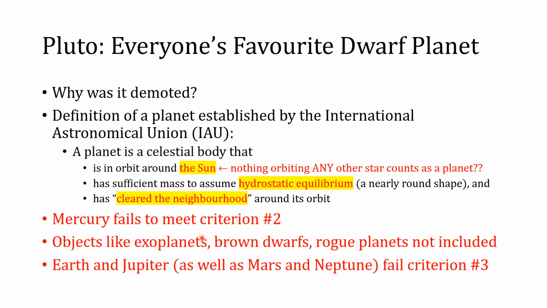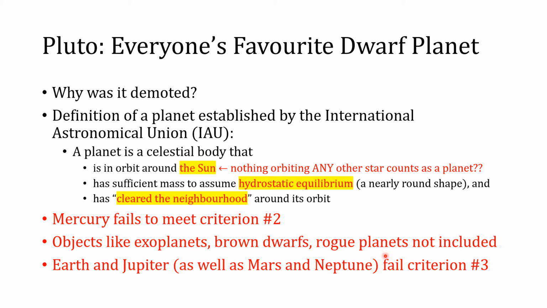And other objects in space. Exoplanets, which are planets that orbit other stars, aren't included, right? Because a planet has to be in orbit around the sun, apparently. So exoplanets don't count. Rogue planets, which are planets that maybe used to orbit a star, but for some gravitational reason or another have been ejected from their orbit. So now they don't have a star that they orbit, they just float through space. It might look like Earth and have the same mass, it might even have a moon with it, but if it doesn't orbit a star, it doesn't count as a planet, at least under this definition.